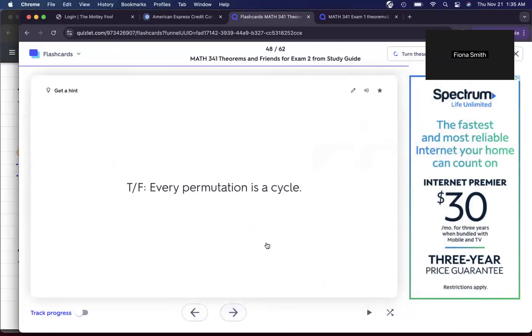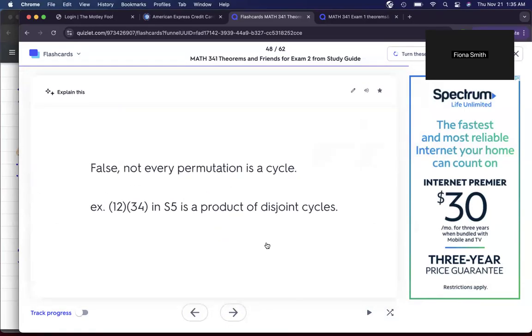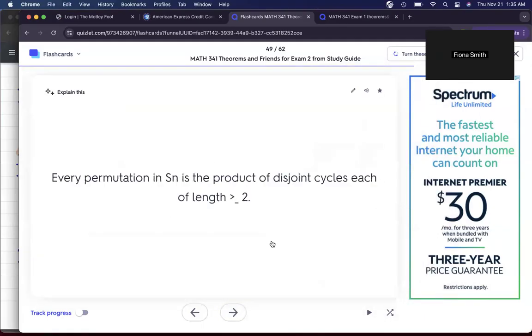True or false, every permutation is a cycle. The answer is false. Not every permutation is a cycle. Example: (1 2)(3 4) in S5 is a product of disjoint cycles. That's just what we had in our notes. I wish I had a better explanation for this. Theorem 7.2.4: every permutation in Sn is the product of disjoint cycles, each of length greater than or equal to 2.